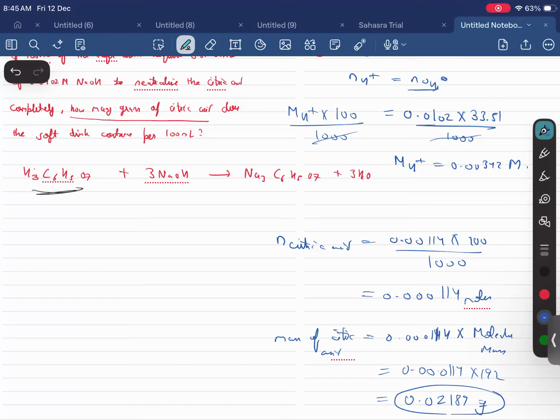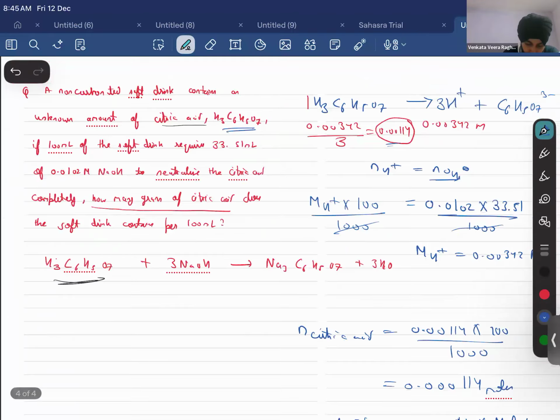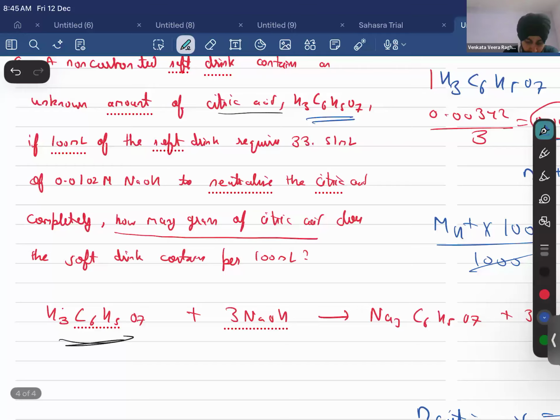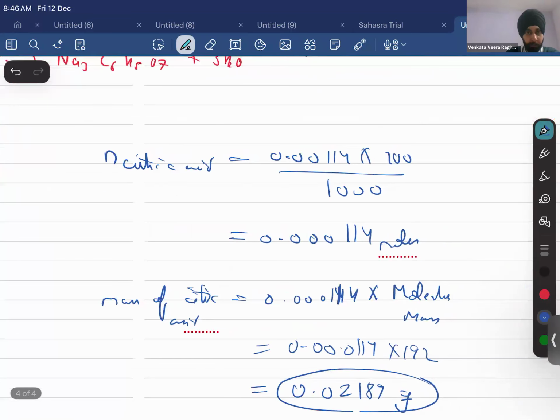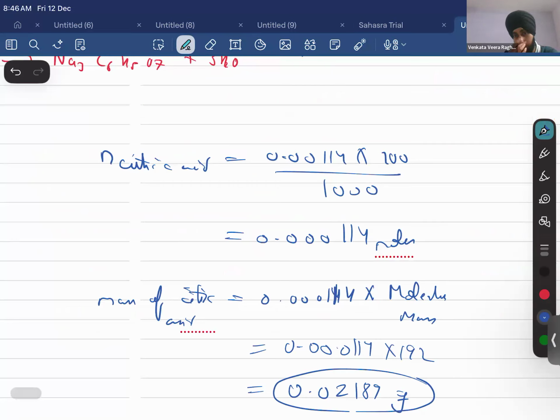Sir, if it is an FRQ, should we write 0.02189? You have to think here. How many significant figures have they mentioned? See here, in this question we have three significant figures, here four significant figures, and here how many? Just one. So we have to report the final answer in one significant figure itself. That means 0.02 only. It's enough. Okay, sir. So this is how we can solve it.